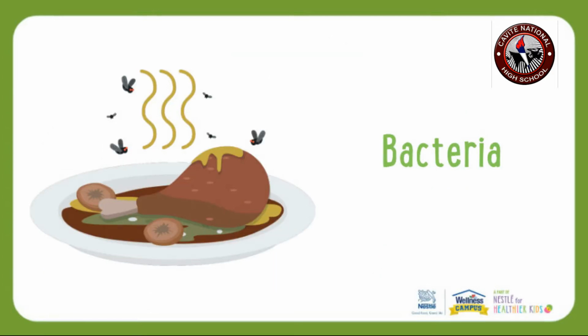Bacteria are small one-celled living microorganisms found in soil, food, animals, and insects. Bacteria can grow and multiply using the nutrients found in its environment. Some examples of bacterial infection are tuberculosis, leptospirosis, and urinary tract infection or UTI.